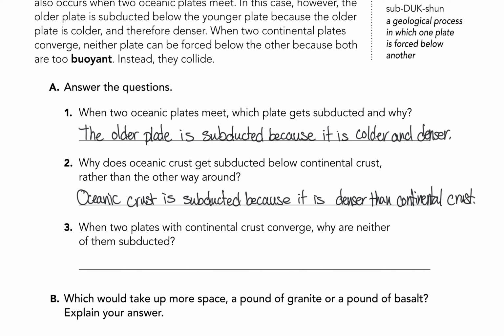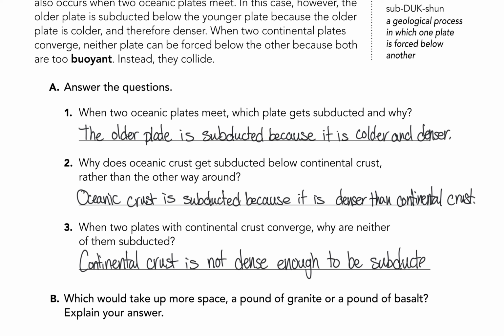When two plates with continental crust converge, why are neither of them subducted? Continental crust is not dense enough to be subducted. And then looking at that vocab, it is too buoyant.